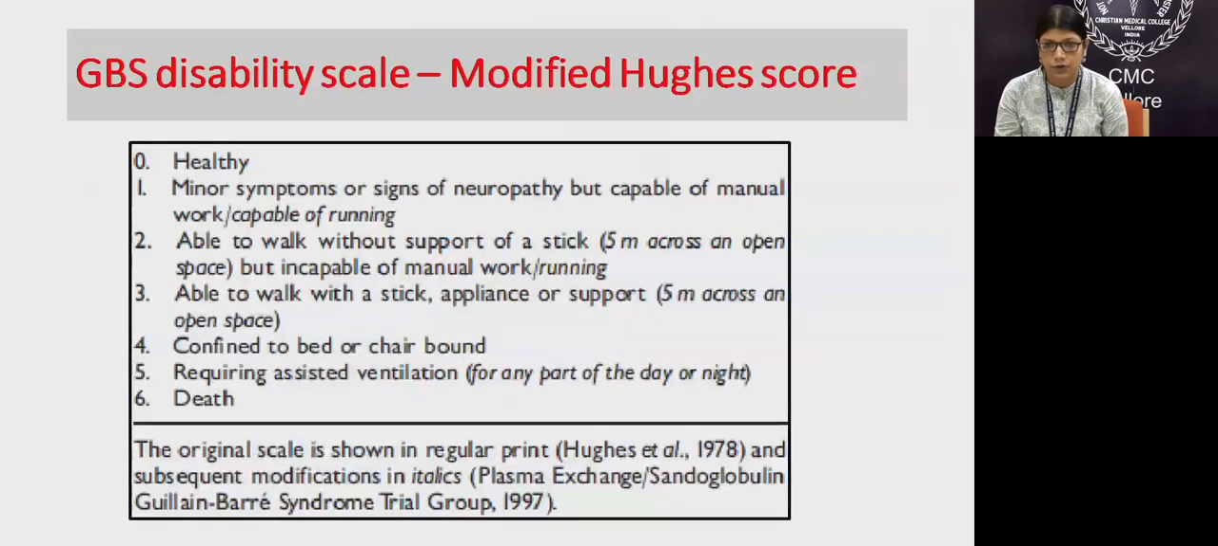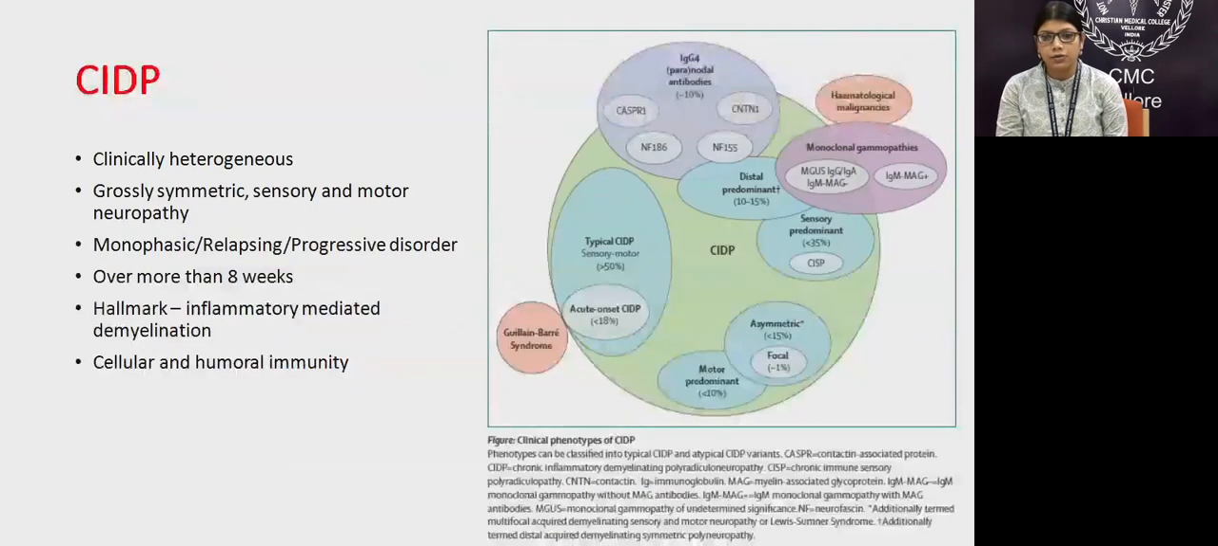Just for your information, there is a GBS disability scale. Here we follow the modified Hughes score. It helps us to prognosticate, at 3 months and 6 months, what will be the level of disability of the patient. Now coming to the CIDP.